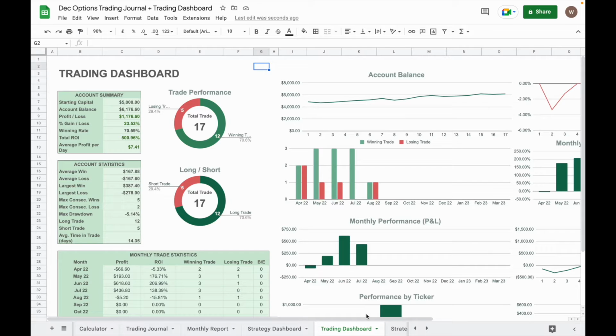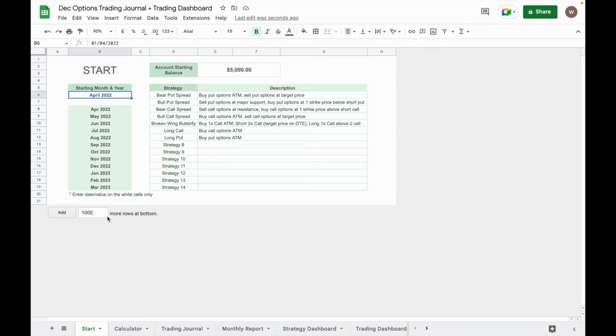First of all, let me show you how to use this trading journal. You need to go to Start Tab and then key in starting month and year. After you key in the starting month and year, it will list out all the 12 months from the starting month and year. And then you need to input your account starting balance and define your strategy that you are going to use for your option trading.